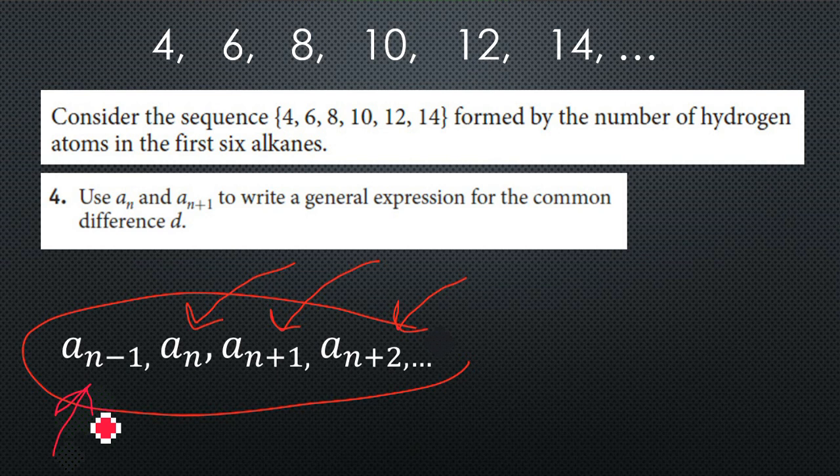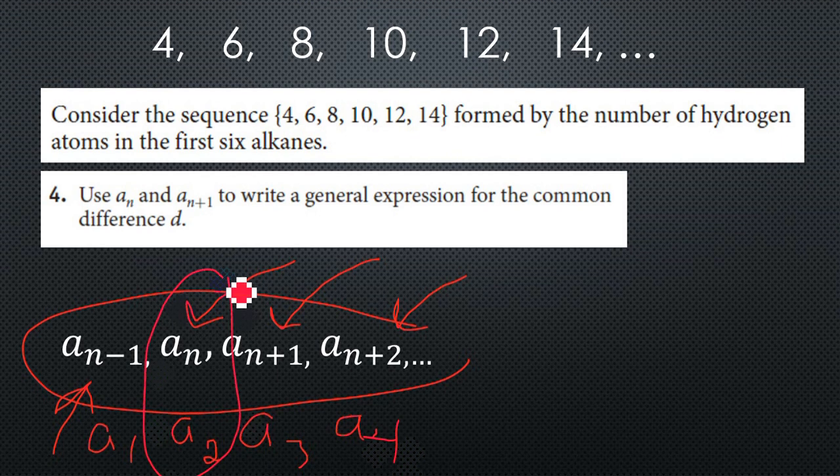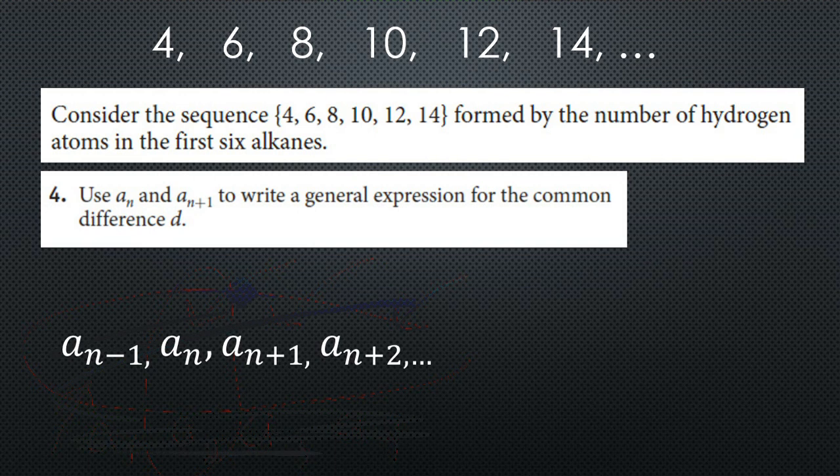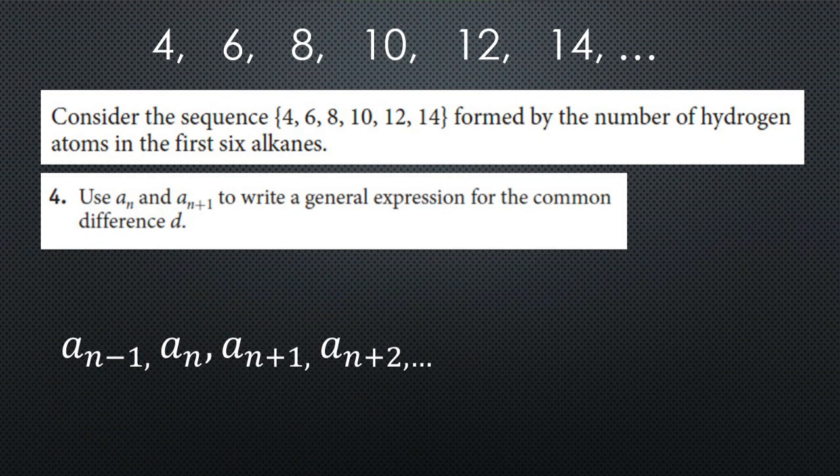Some examples of this would be like, this could be a1, a2, a3, and a4. And notice in this case, a of n would represent 2. But again, we can shift this around anywhere we like, as a of n could be any term in the sequence. Okay, let's look at this example here where it asks us to write a general expression for the common difference d. Remember, our common difference is what we're adding and subtracting. And remember how we found that. We took 2 terms in the sequence and we subtracted. So we said 6 minus 4 equals 2. So our common difference for our alkane sequence is d equals 2.